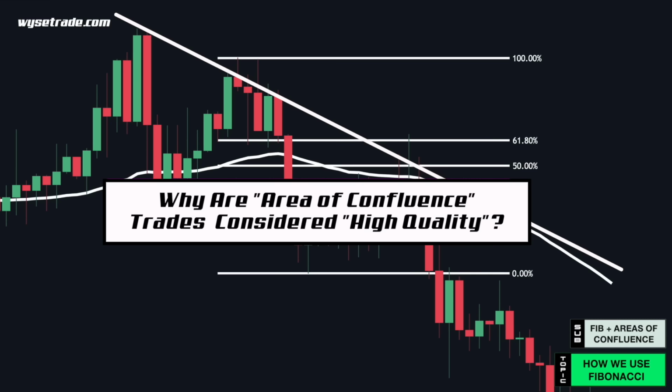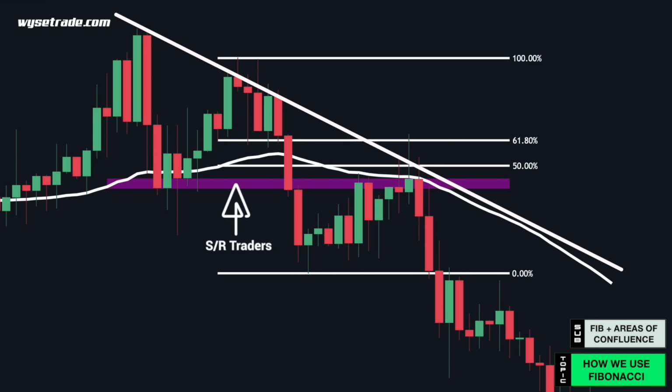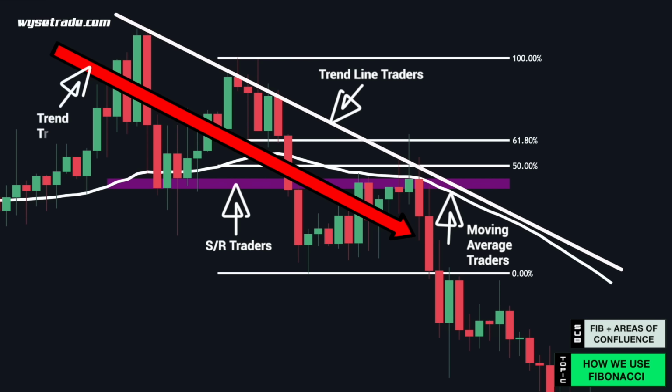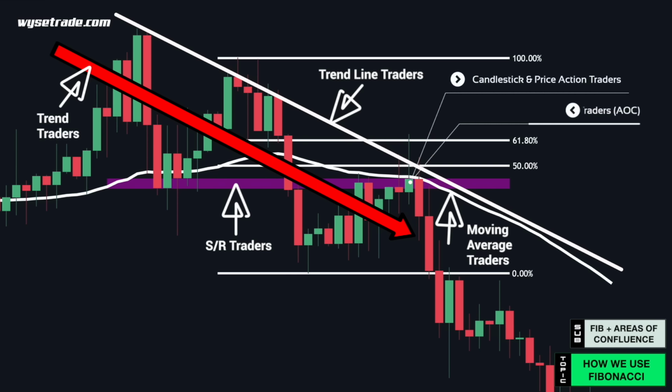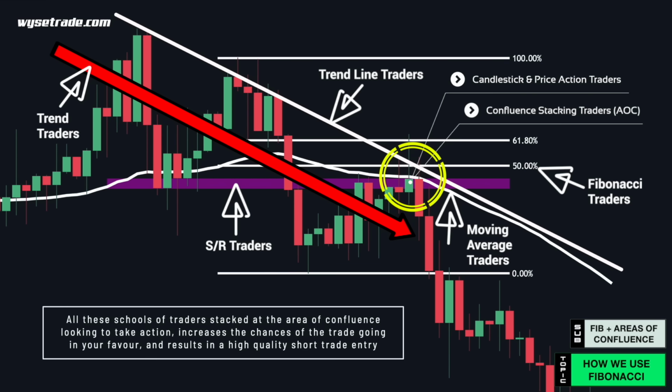So why is this a high quality short trade at this area of confluence? You had support and resistance traders looking to enter short. You had trendline traders looking to enter short. Moving average traders looking to enter short. Trend traders looking to enter short. Candlestick and price action traders looking to enter short. Confluence traders looking to enter short. And then also you had Fibonacci traders looking to enter short. All these schools of traders stacked at the area of confluence looking to take action, and in this case, enter short trades, increases the chances of the trade going in your favor, which means it is a high quality short trade entry.